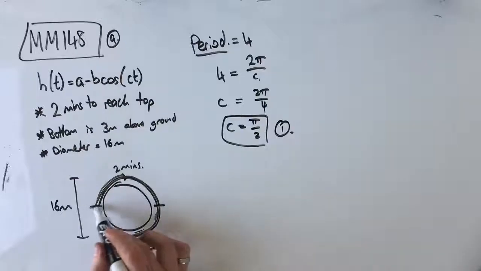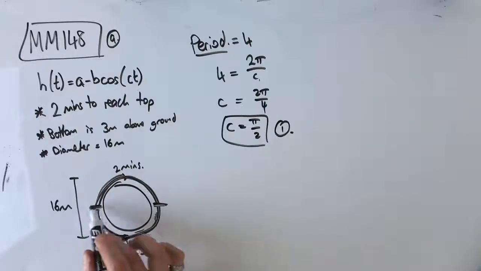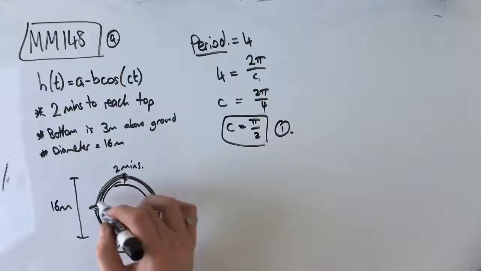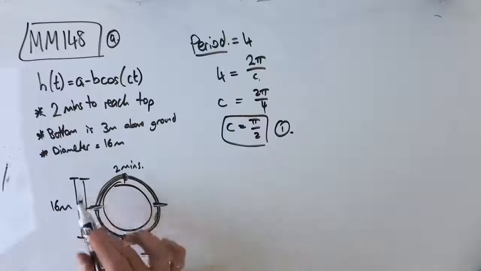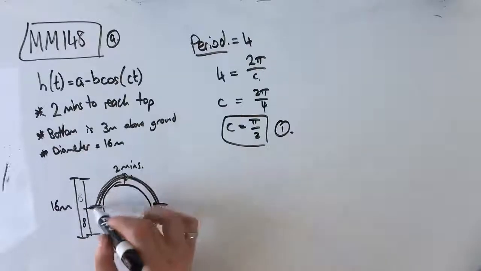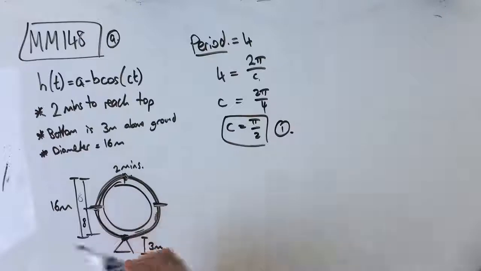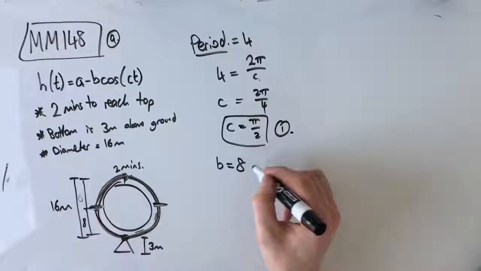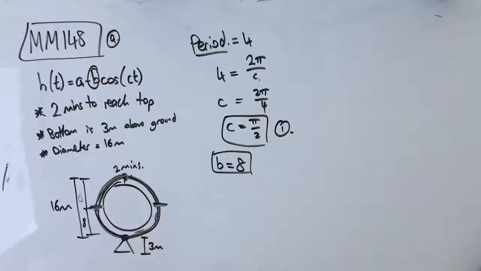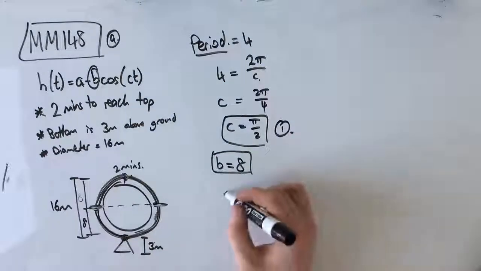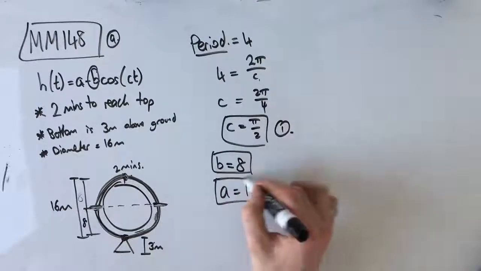Let's start with the amplitude. So it's revolving around this point. From here to here is 8 meters because it's half of this 16, and from here to here is 8 meters. So from the midpoint to the max is 8, and from the midpoint to the minimum is 8. Which means that our amplitude is equal to 8, which means that B is equal to 8 as well, because B is our amplitude, which is our number at the front. If the bottom of the Ferris wheel is 3 meters off the ground and our amplitude is 8, that means that our midpoint here is 3 plus 8, which is 11, which means that our A value is 11.